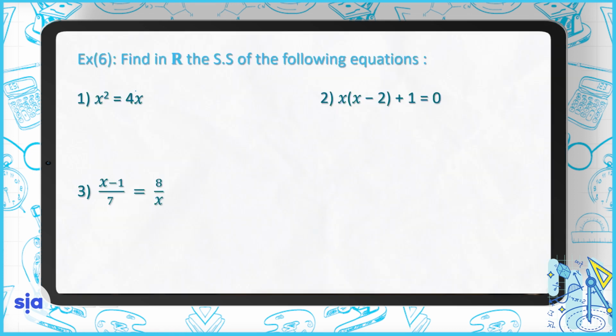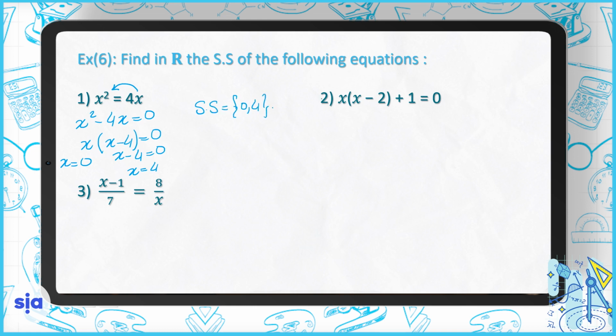Let's move now to exercise number 6, how to find the solution set of these equations. When we move the 4x inside here, it will be x squared minus 4x equals 0. Take x as a common factor, so it's x times x minus 4 equals 0. Then x is equal to 0, and x minus 4 is equal to 0. Then x equals 4. So for question 1, the solution set is 0 and 4.